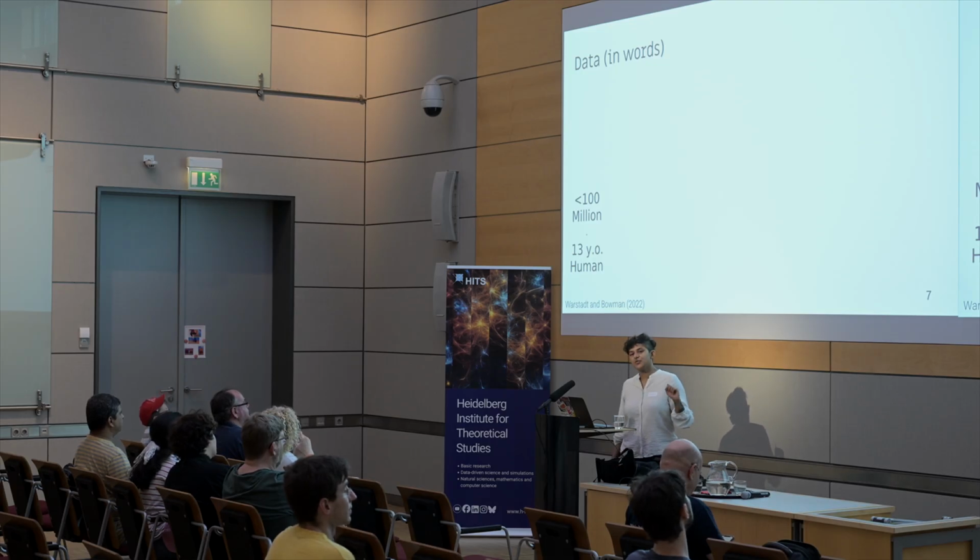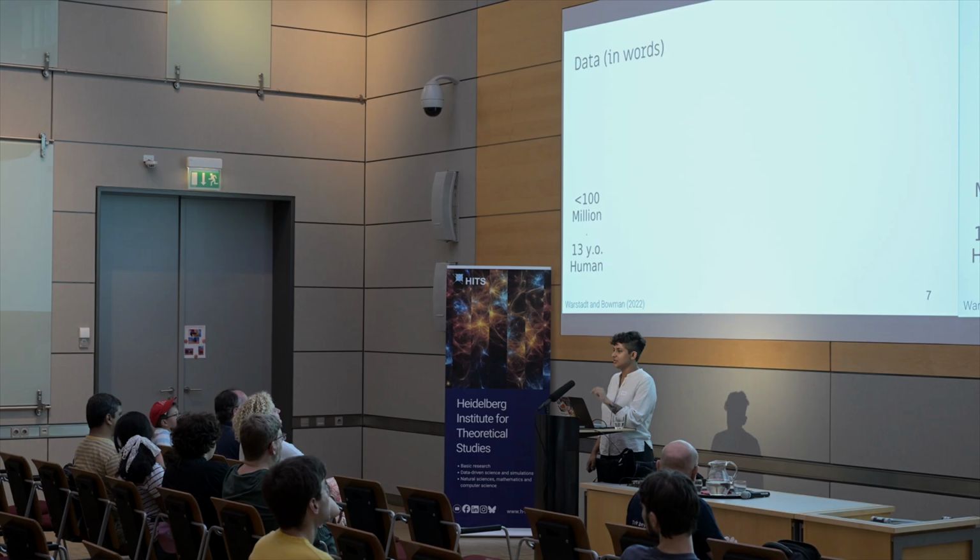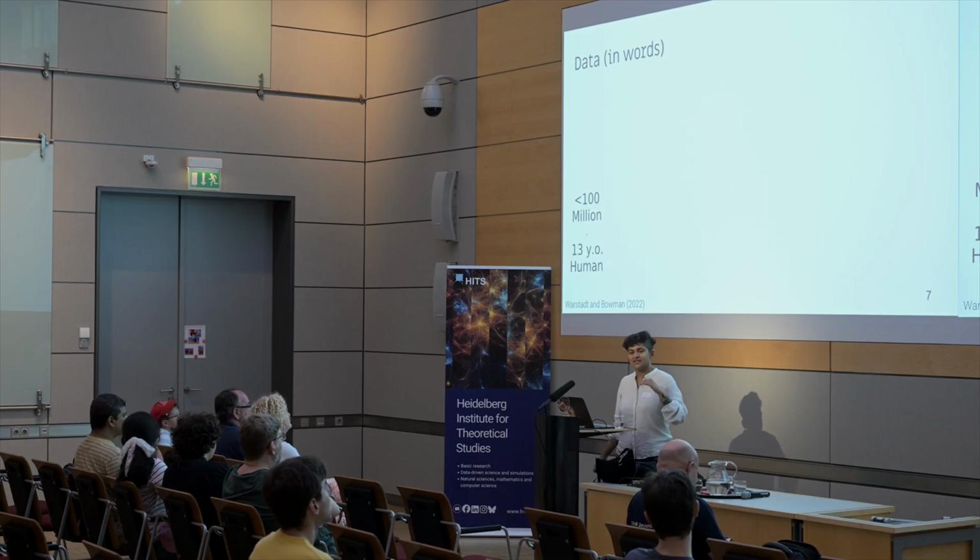So by the age of 13, it is estimated, at least by Warstadt and Baumann, that a 13-year-old human sees about 100 million words. And this isn't 100 million unique words. This is like they have just heard 100 million words of speech from their caregivers, from people that they've interacted with at school, et cetera, by this point in their life on average.